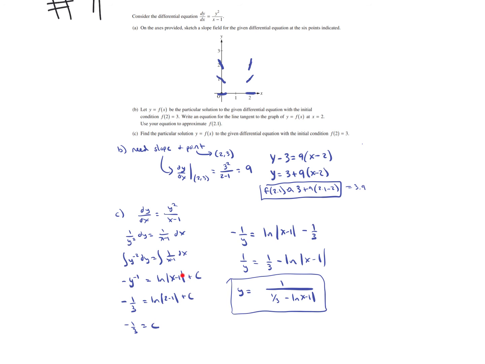We can plug in our x value and y value to solve for c, and we get that it's negative 1/3. So now I have negative 1 over y equals that. I chose to multiply through by negative 1, so I just have 1 over y, and then you can just take the reciprocal of both sides. 1 over y, flip it over, it becomes y. Flip this over, it becomes 1 over (1/3 minus natural log of, should be absolute value there, x minus 1). That's it.